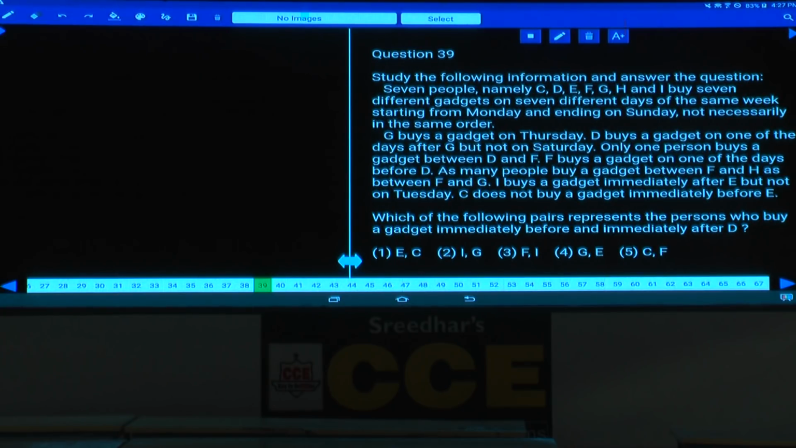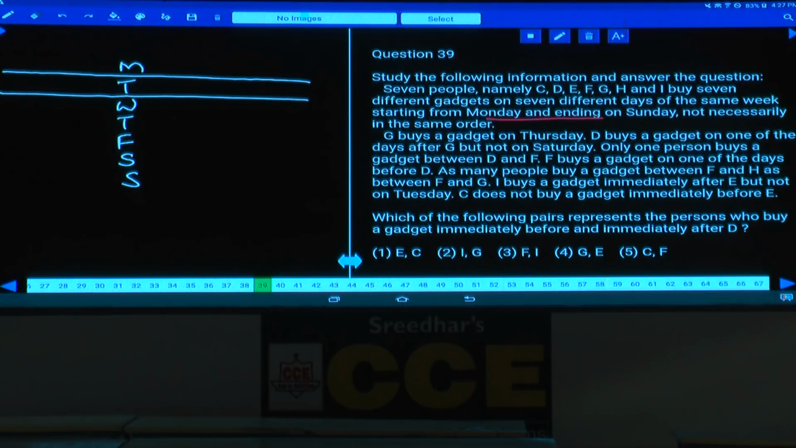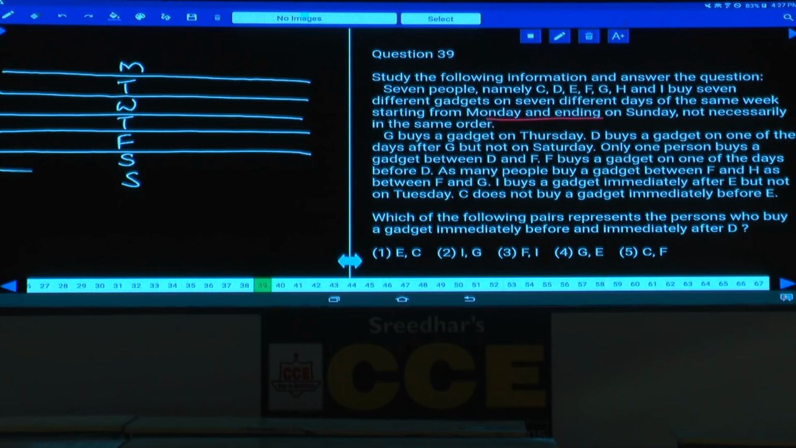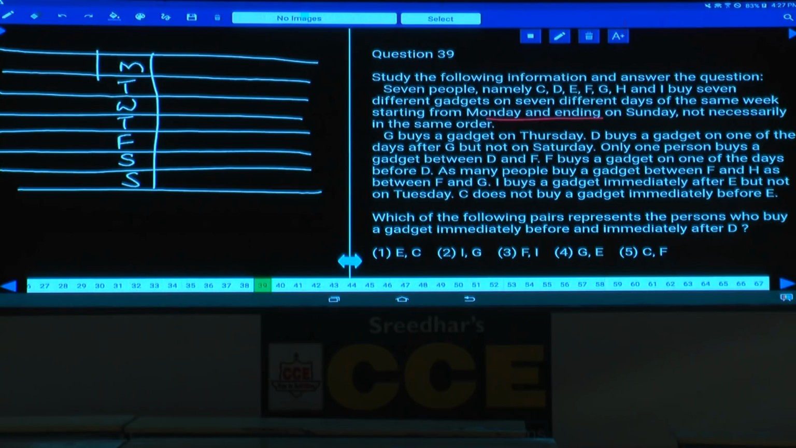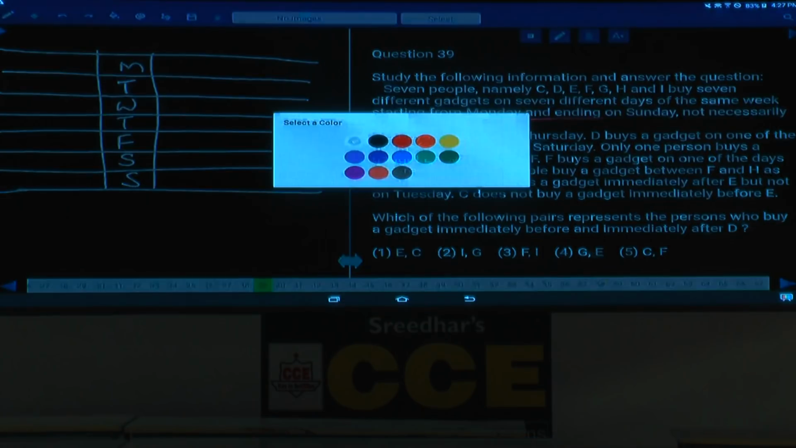Now, in this 39 to 43, 7 people C, D, E, F, G, H and I buy 7 different gadgets on 7 different days of the same week, starting from Monday and ending on Sunday. Now, Monday, Tuesday, Wednesday, Thursday, Friday, Saturday and Sunday. Now, 7 persons are buying different electronic gadgets on these 7 days. Whenever the dates and months are given or the floor is given, fix that one at the center and extend the lines like this, wherein you can work out 2 possibilities simultaneously at the same time.